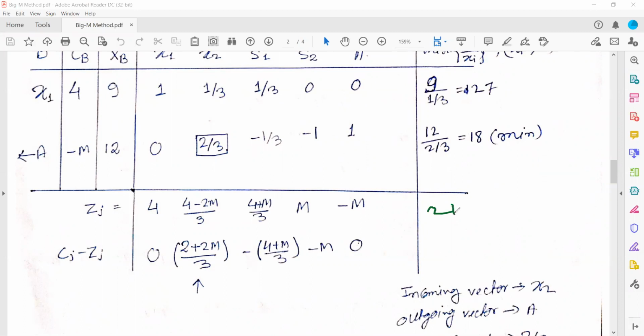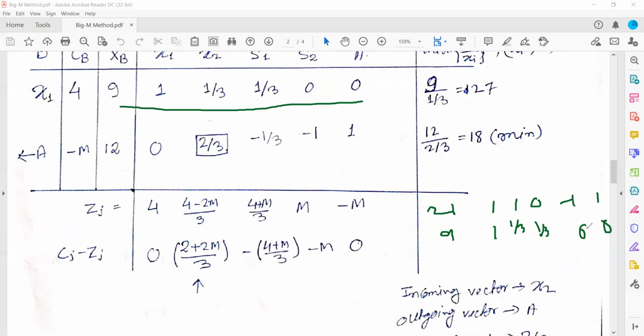21, then 1, 1, then 0, then I think -1, and then 1 is there. And from there, I am subtracting this part. I am subtracting this one. That means your 1, 9, then there is what? And this is 1, and this one, 9, 1, 1 by 3, then what? 1 by 3, then 0, and then 0.